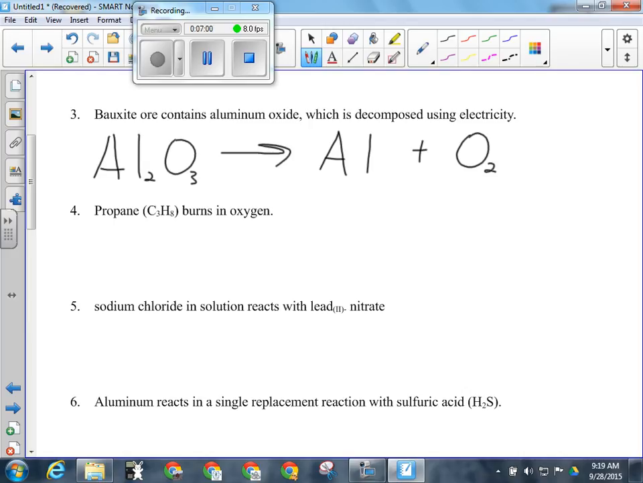Now, what do I have to do? I've got to balance. I've got 3 oxygens on one side, I've got 2 on the other. Lowest common multiple is 6. So 2 times 3 is 6, will give me 6 there. 3 here gives me 6 over there. But how many aluminums do I have? 4. Right over here, put a 4 there, and we're good.